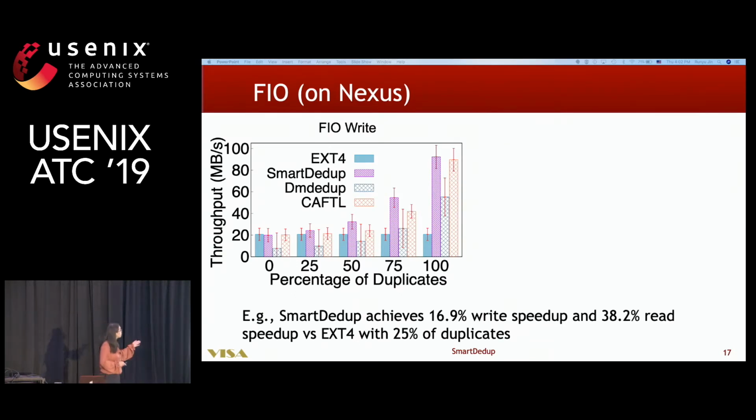This graph shows the write performance. The y-axis is the throughput, and the x-axis is the variation of percentage of duplicates from 0% to 100%. In this graph, SmartDedup is shown in the purple bar, and the higher the better. You can see SmartDedup always performs the best with different levels of duplicates. For example, with 25% of duplicates, SmartDedup can achieve 17% of write speedup.